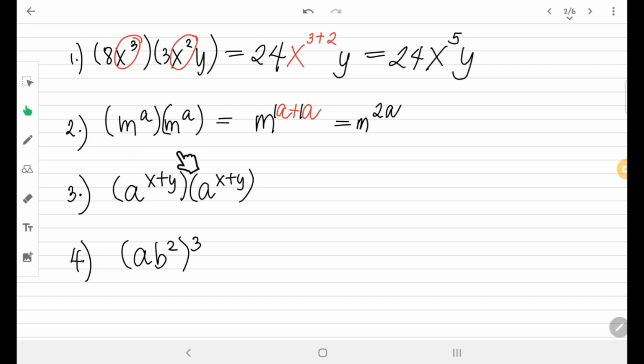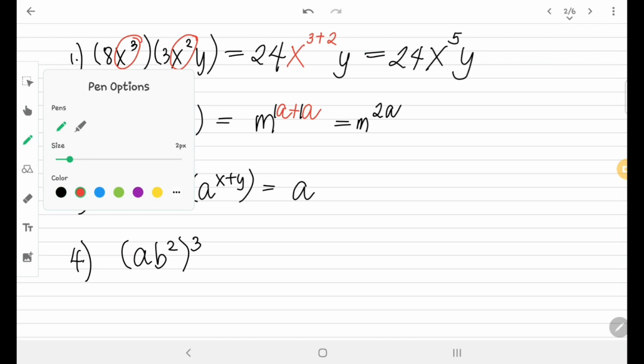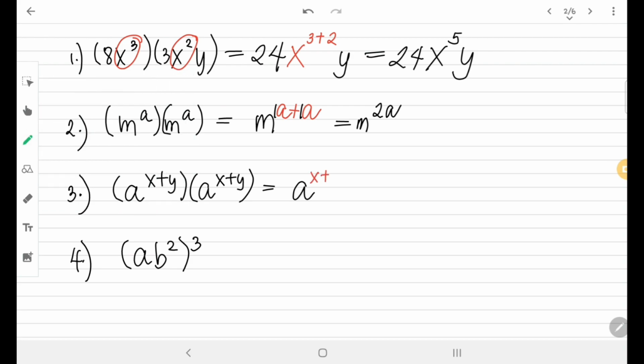So, again, we add because multiplication is the operation. Okay, so number 3, multiplication again is the operation. So, we have a, because that is their same base. And then, their exponents we will add. Also, you must know how to add binomials. Meaning, x plus y will be added to x plus y, because that is their exponent.